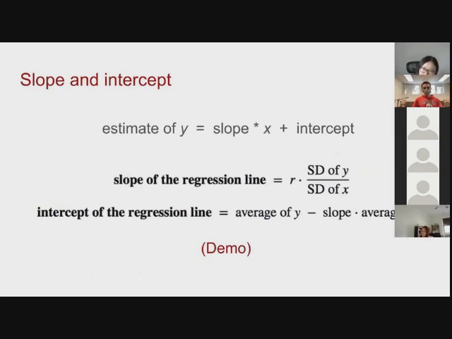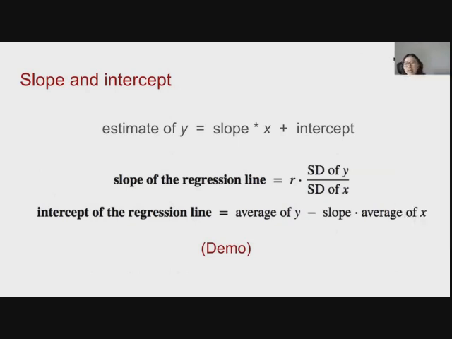So lastly, the estimate of y, in the original scale, is the slope times x plus the intercept. Here we're giving you the slope of the regression line in mathematical notation: r times SD of y over SD of x. SD stands for standard deviation. And the intercept of the regression line is going to be the average of y minus the slope times the average of x.